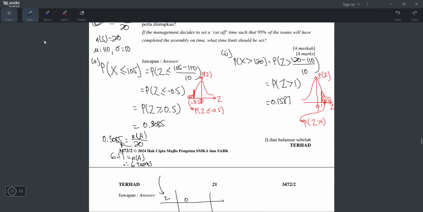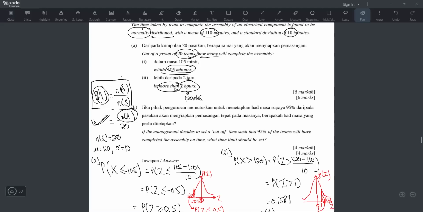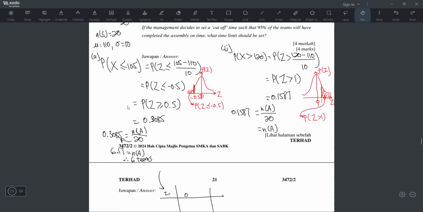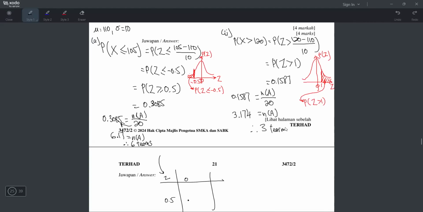And same thing, we have to use the probability formula. PA equals NA over NS. So the PA will be the probability 0.1587. NA we want to find. NS will be 20. In this case, the NA is the number of teams that complete in more than 2 hours. So that's why you take the probability for more than 2 hours times the total 20. My calculator gives me 0.1587 times 20, 3.174. So what do you think? How many teams here? 3 teams. Okay, 3 teams that complete in more than 2 hours.